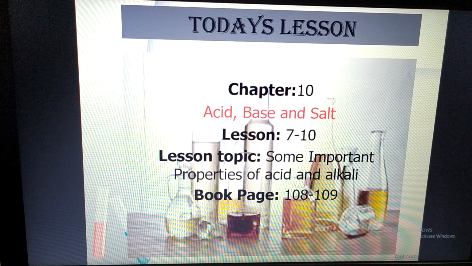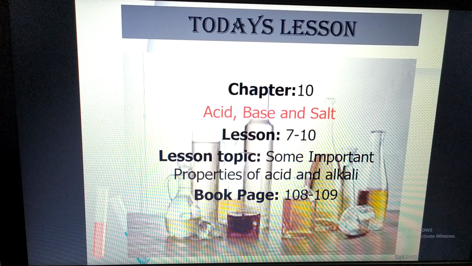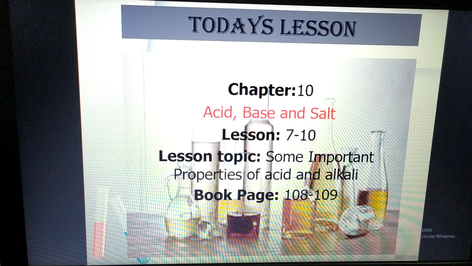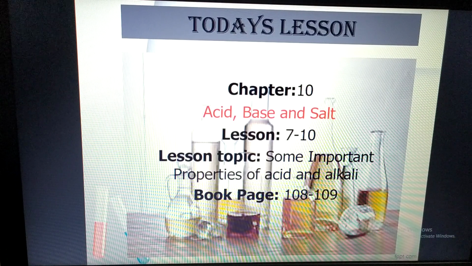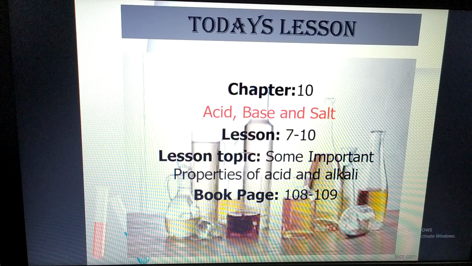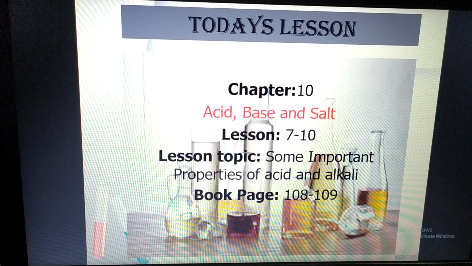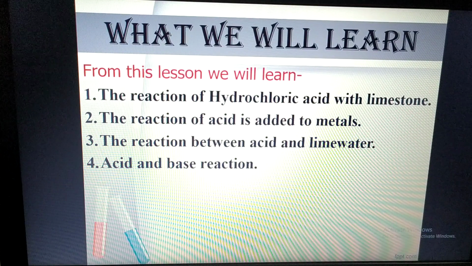So today our class work number is 14, and what we will learn today. We will proceed with our classes. That means we were completing chapter 10, acid, base, and salt. Our lesson is 7 to 10 today, and there you will see some important properties of acid and alkali, which I have already told in the previous class that we will discuss in this lesson. And obviously check the book, page number 108 to 109.